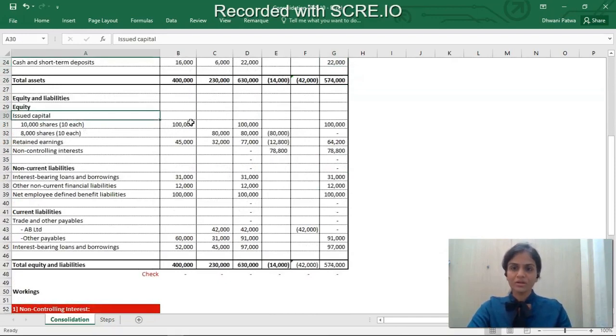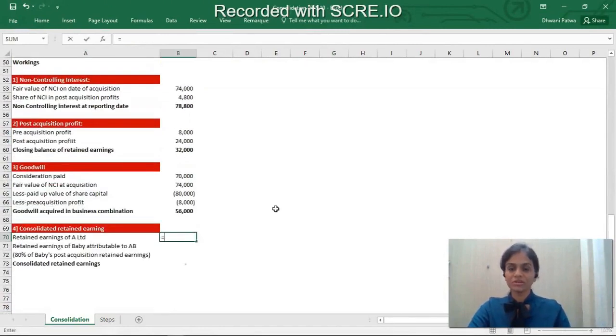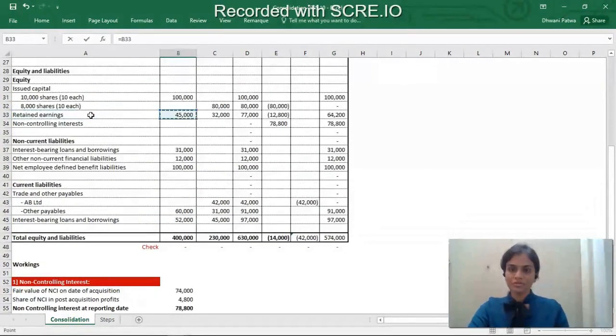Issued share capital, we've taken only issued share capital of our parent company and not of the subsidiary company, whether the subsidiary company is a 100% subsidiary or an 80% subsidiary, we will not take that. Non-controlling interest, we've recalculated. Retained earnings, we've got a figure of 64,200. Now, if you want to calculate what my final retained earnings would be, we can also do that. I'll just show that. Retained earnings of AB Limited. What is my retained earnings of AB Limited? It is 45,000.